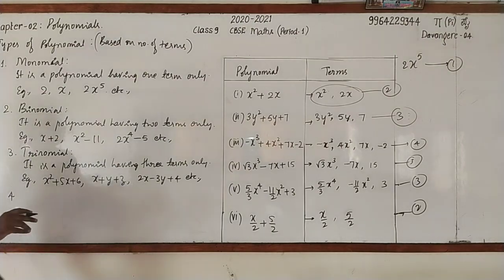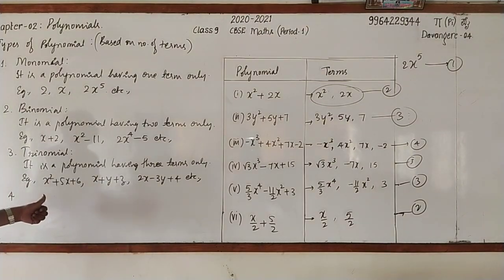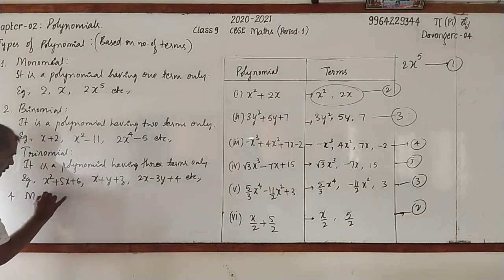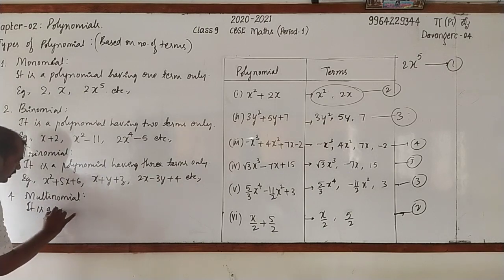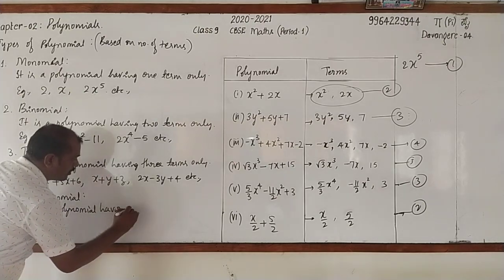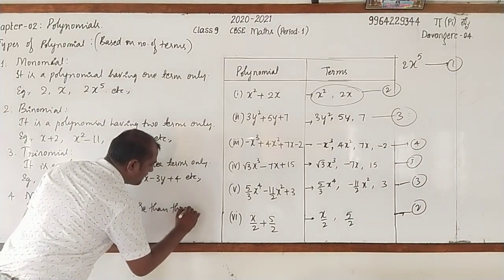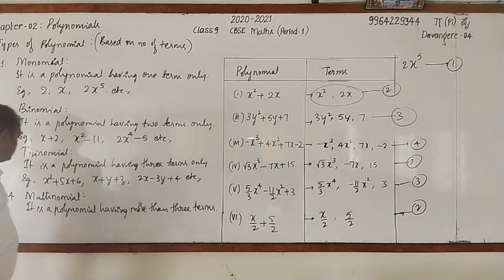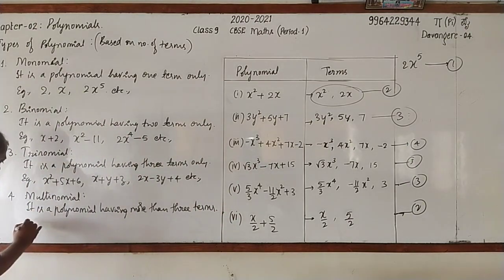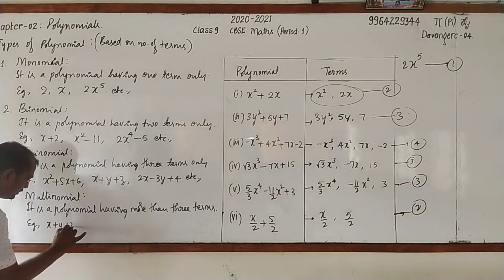Next, a polynomial having more than 3 terms. What is it called? Could you tell? Yes, it is multinomial. Here I write. It is a polynomial having more than 3 terms. This is the definition of multinomial. Example for that, you can go for writing here x plus y plus z minus 5.